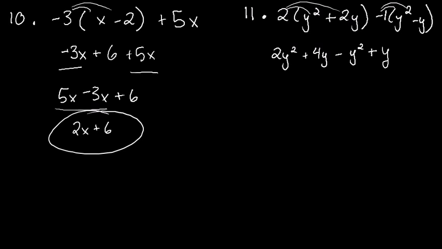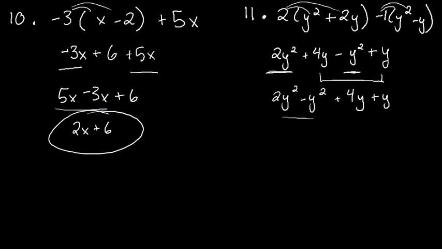Now I need to combine my like terms. I have two sets here. I have my y squareds and I have my y's. So you don't have to write out this step, but it may help you if you take your time and write it out. So now I have my like terms next to each other. 2y squared minus y squared, 1y squared, plus 4y plus 1y is 5y.